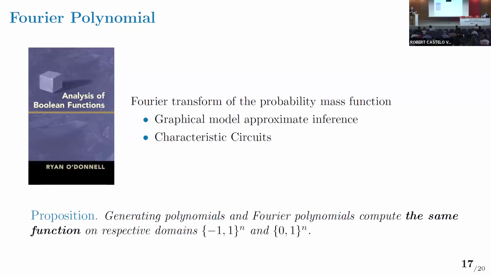Okay, and here we don't even need the fancy division trick. Maybe if you know things about Fourier analysis, you might see this coming. I was very pleasantly surprised by this simple relationship. So generating polynomials and Fourier polynomials, they induce functions on all of R^n. But if you just look at their restrictions to {-1, 1}^n and {0, 1}^n, respectively, they compute the same function up to a constant factor. Okay, so what does that mean? You can just transform the leaves, transform the inputs to the other domain, and then the circuit computes exactly what you want. So this is the easiest transformation.